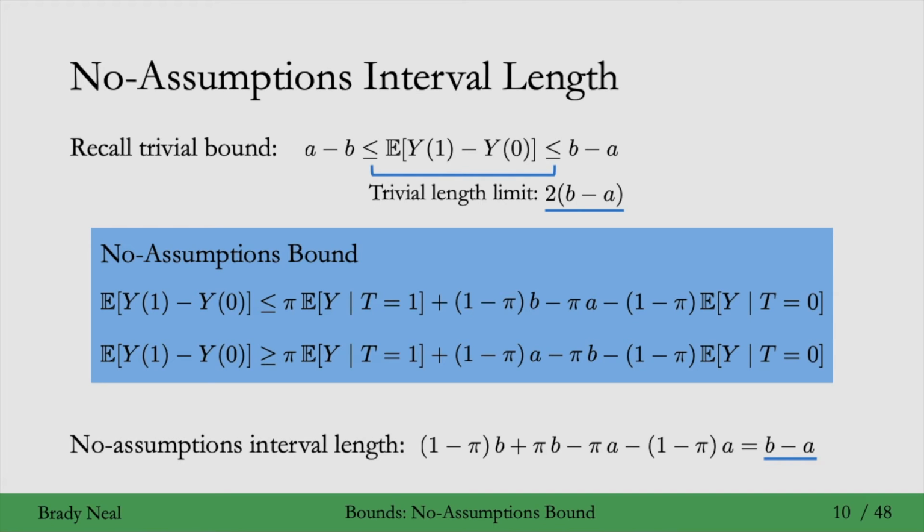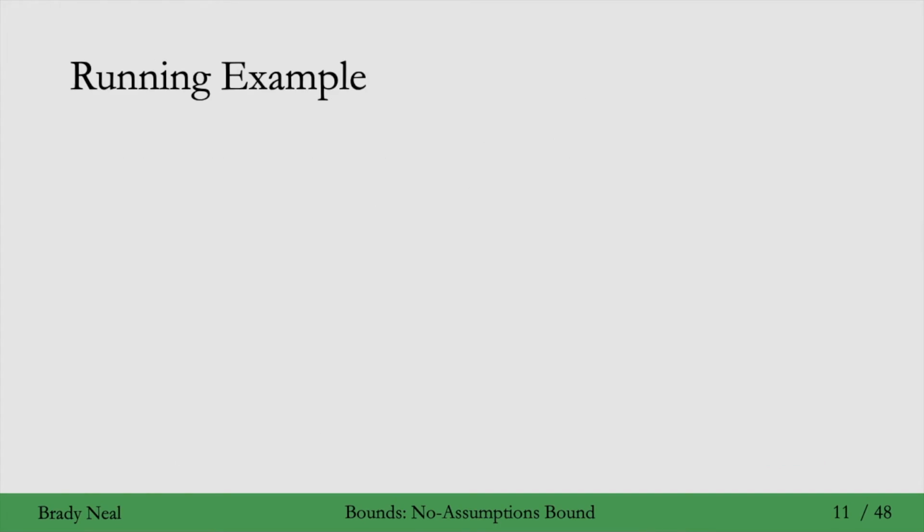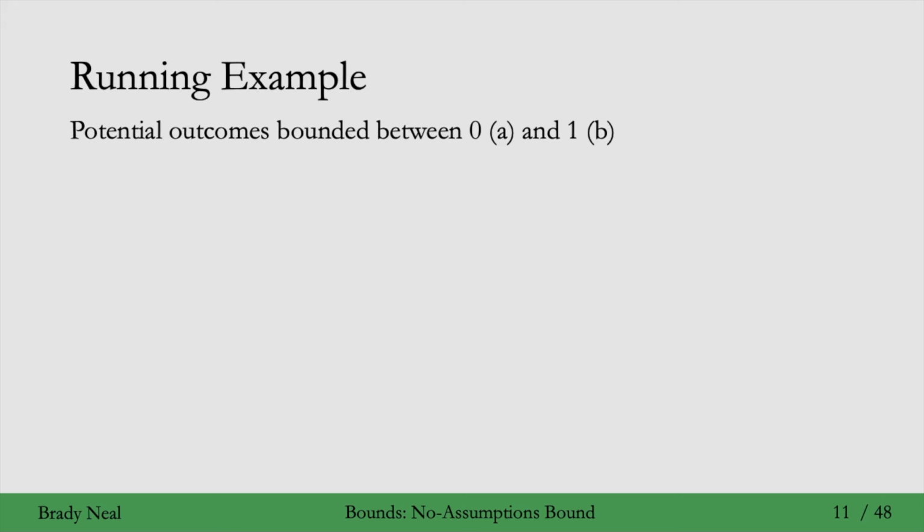Now that we have the no assumptions bound, it might be worth plugging some numbers into it in a running example. And this specific running example will be something that we use throughout this whole part of the lecture. So in this example, the potential outcomes are bounded between 0 and 1. The probability of treatment is 0.3. The mean y in the treatment group is 0.9. And the mean y in the control group is 0.2.